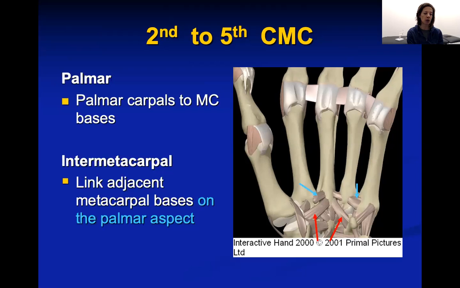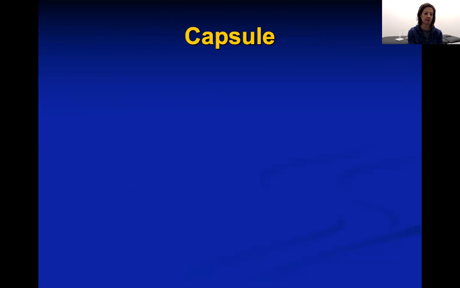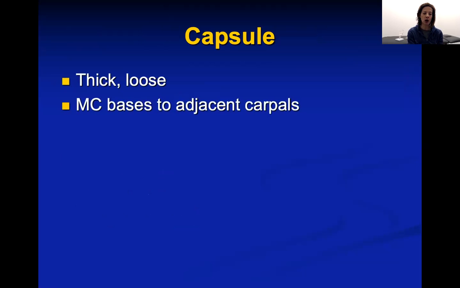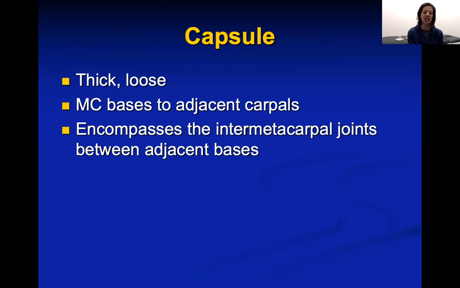The intercarpals link the adjacent metacarpal bases on the palmar aspect. The capsule is thick and loose. The metacarpal bases to the adjacent carpals encompasses the intermetacarpal joints between the adjacent bases also. So we were talking about the metacarpals with the carpals, but also the intermetacarpals, so in between.